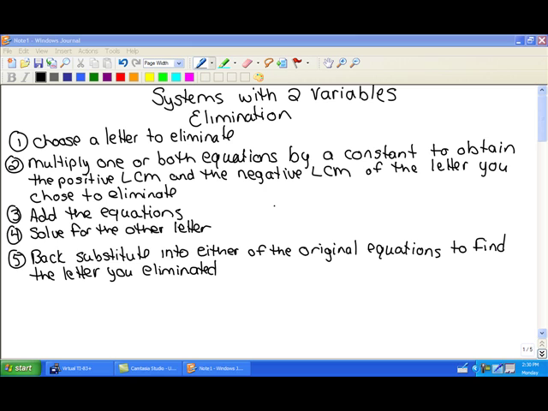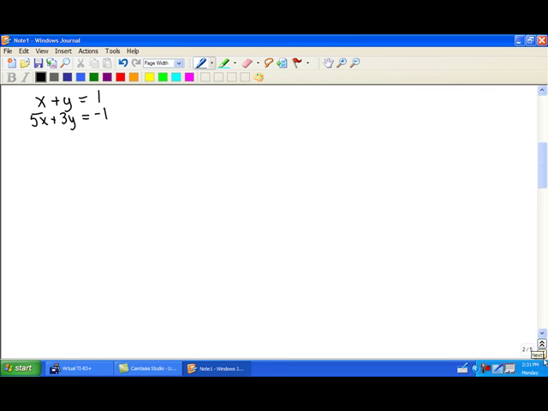Then we're going to add the equations together, solve for the other letter, and back substitute into either of the original equations to find the first letter that you eliminated. Sounds hard, but not very hard. Let's look at an example.